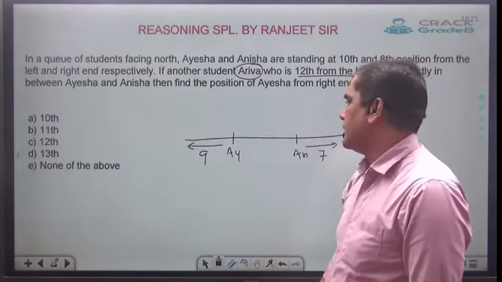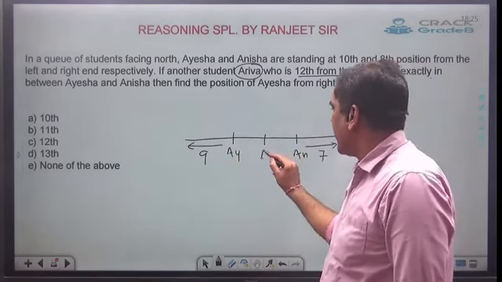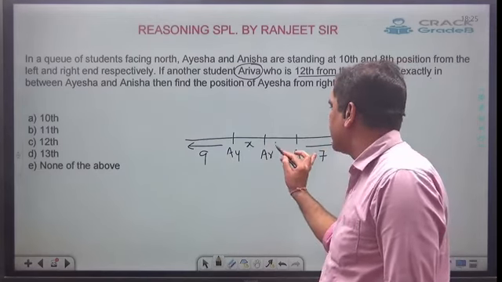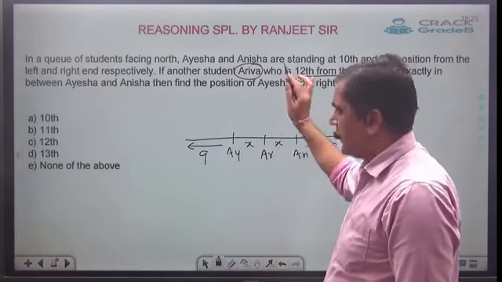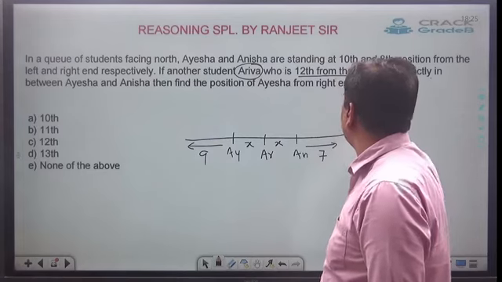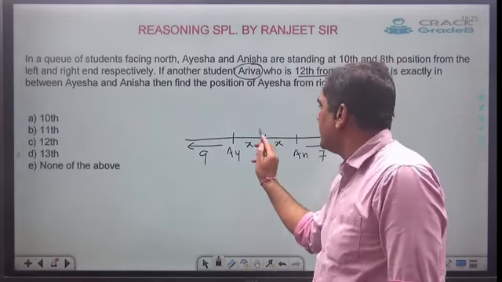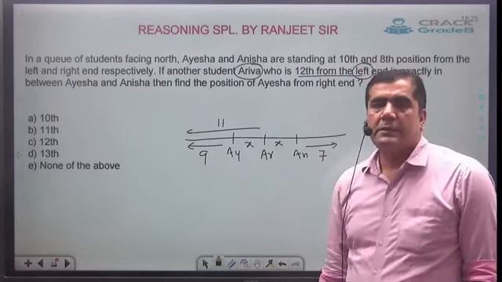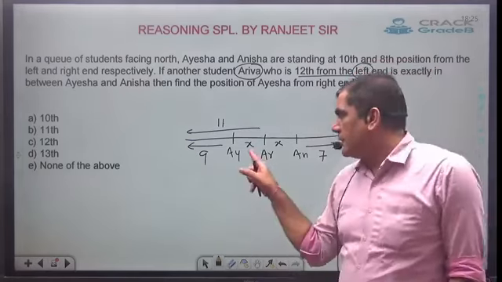Aisha and Anisha. So they have given Ariba is exactly in between, which means this should be x and this should be x. And Ariba's position from left is given to be 12, so to the left of Ariba must be 11. Clear? Now my job is to find out the value of x.